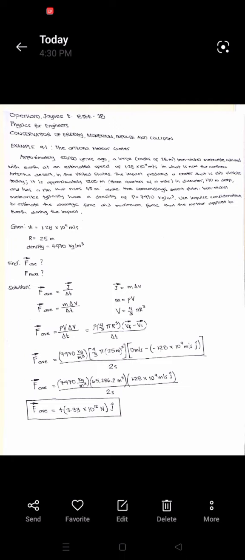So why negative 1.28? It's because the meteor is traveling vertically downward prior to the impact. So in that case, its initial velocity becomes negative. So now the answer: our average force is equal to positive 3.33 times 10 raised to 12 newtons.